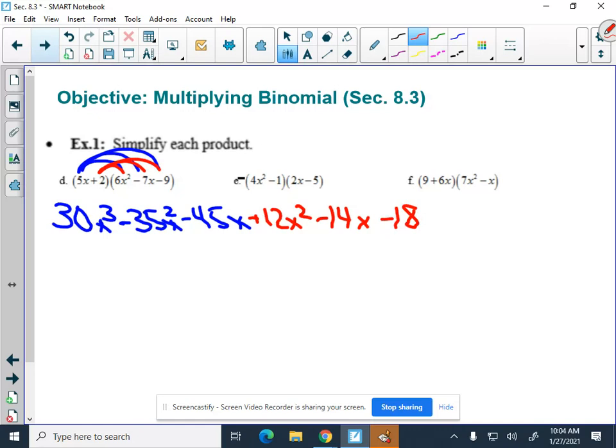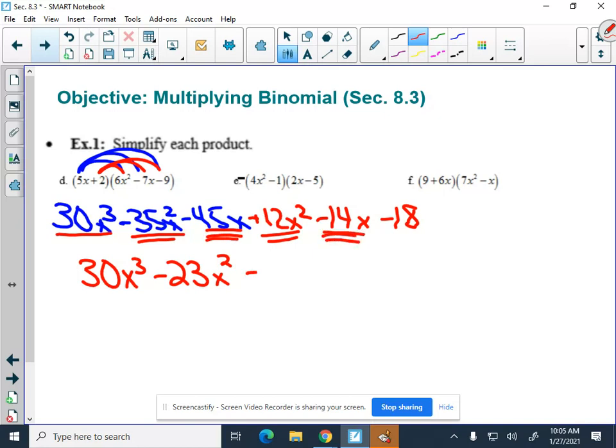Okay. If you got that step, great. Now you got to combine like terms, but also look from the largest to the smallest. Put them in descending order. 30x to the third is the largest. It's the only one with an x3. 35x squared, 12x squared. Now, if you need to, use your calculator, but it's a negative 35 and a positive 12. They cancel each other out. There are more negatives than positives, so negative 23x squared. 45x and negative 14x make negative 59x, and then a minus 18 tacked on to the end.